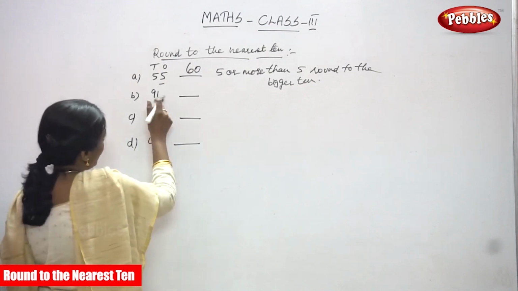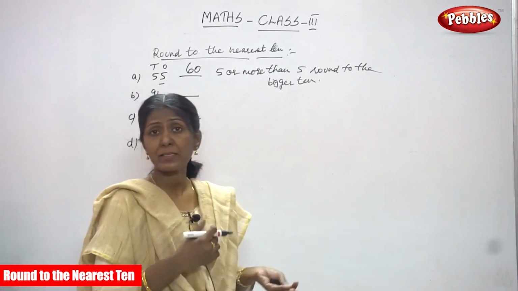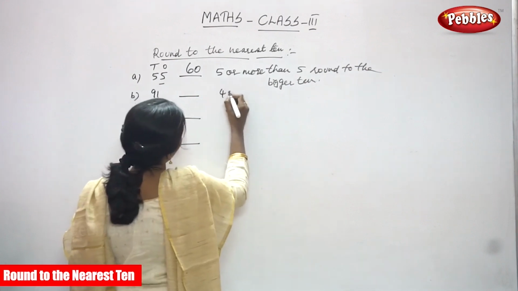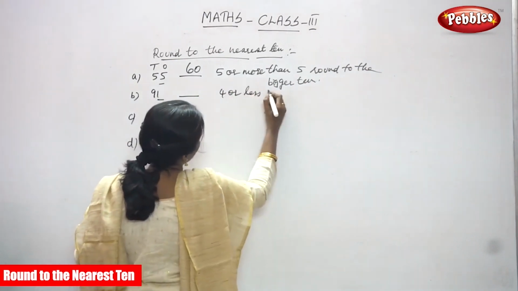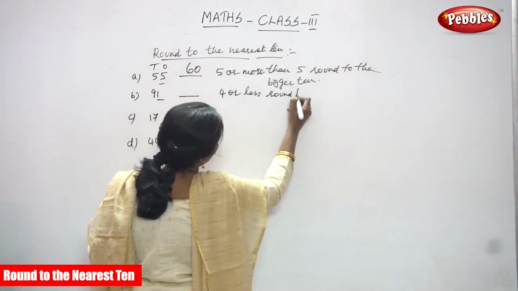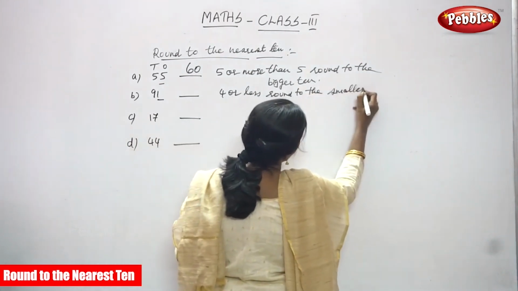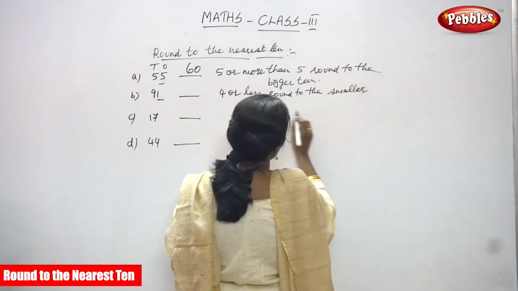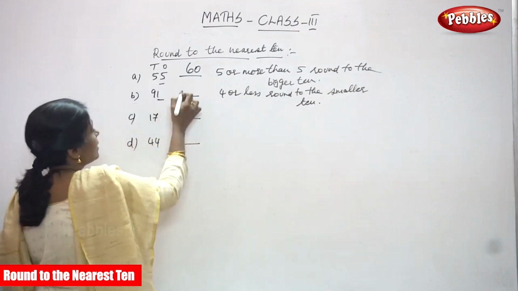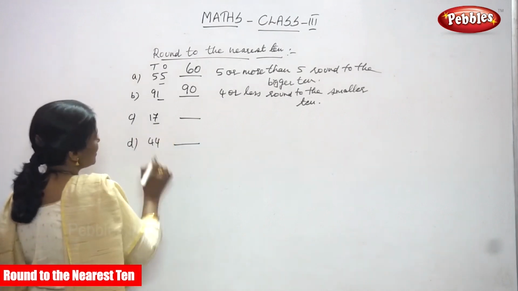Next is 91. Look at the ones digit, that is 1. Which rule does it come under? 4 or less. If the ones digit is 4 or less, round to the nearest smaller 10. That means 90. Okay, 17. Look at the ones digit, 7.